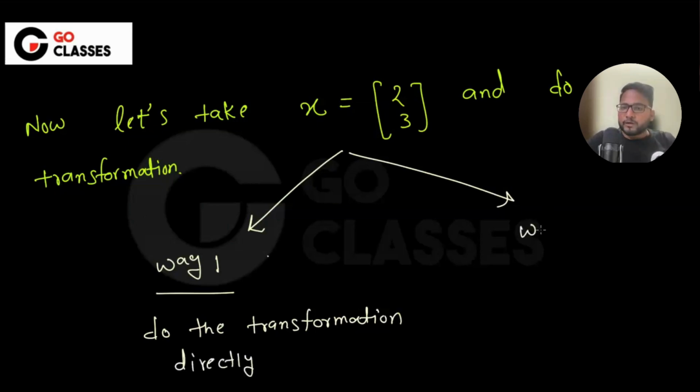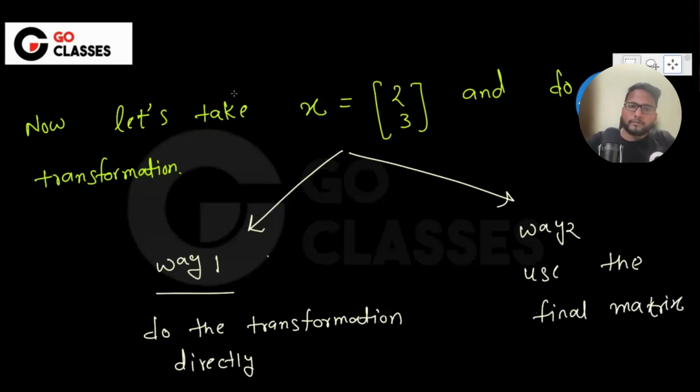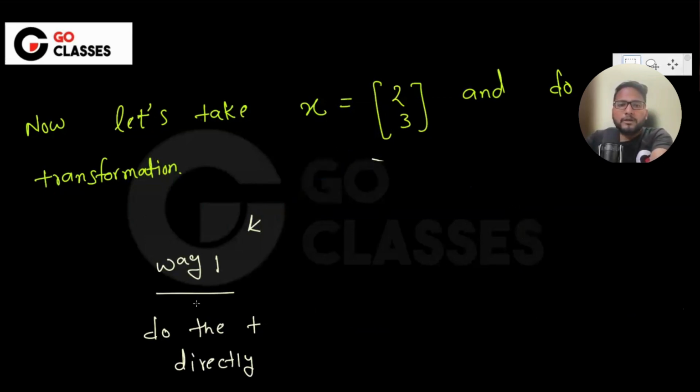And way two could be that we use the final matrix that we have got, right? So for example, let's just do using way one, without using the final matrix. Can we do that? Tell me.